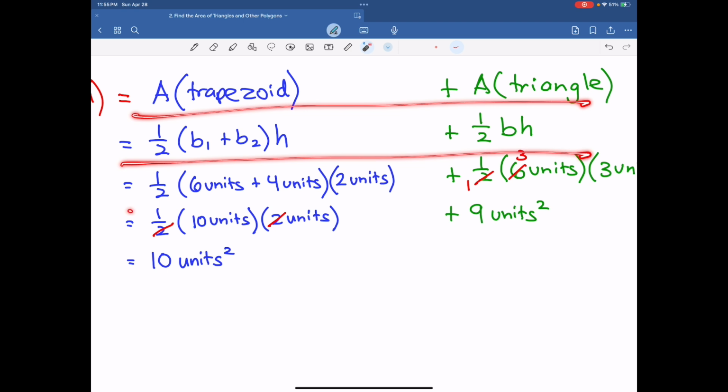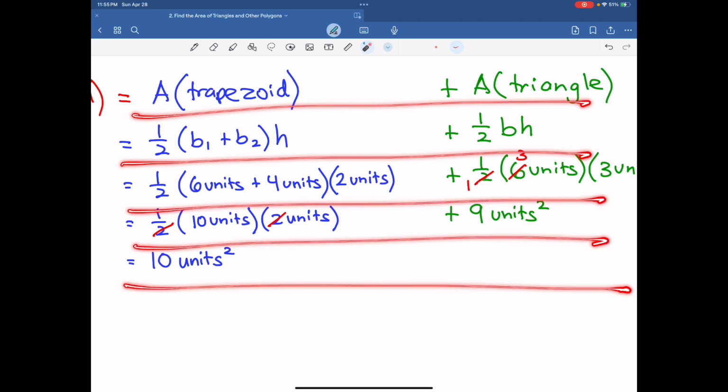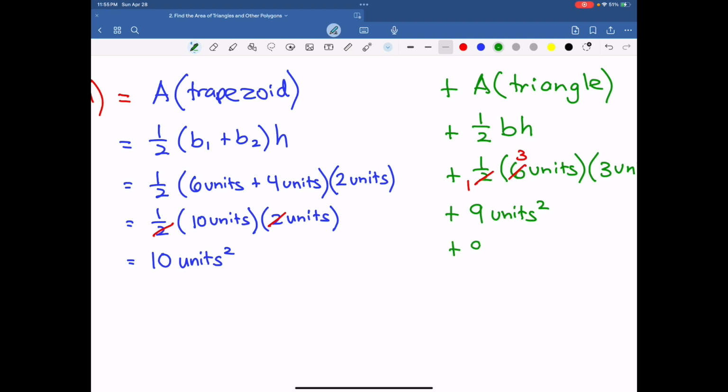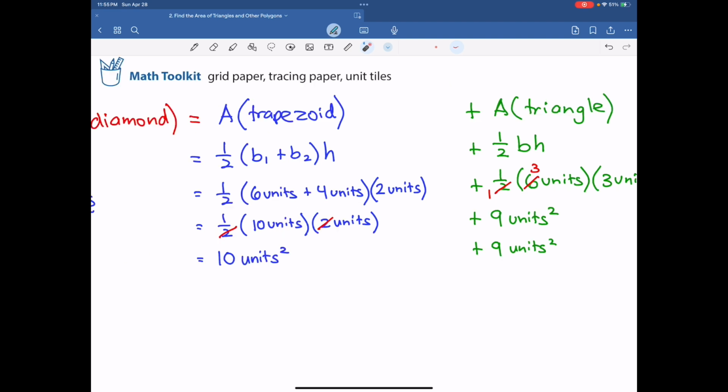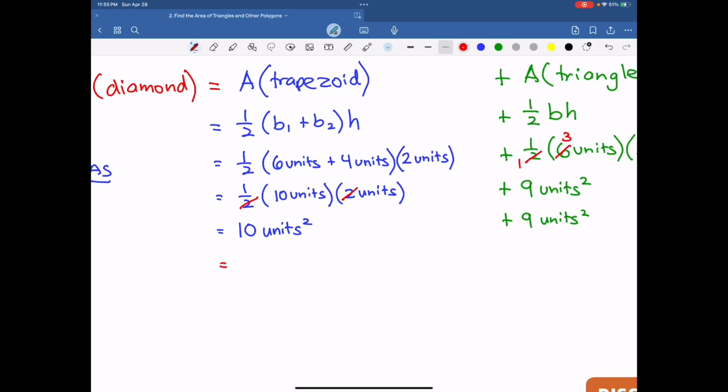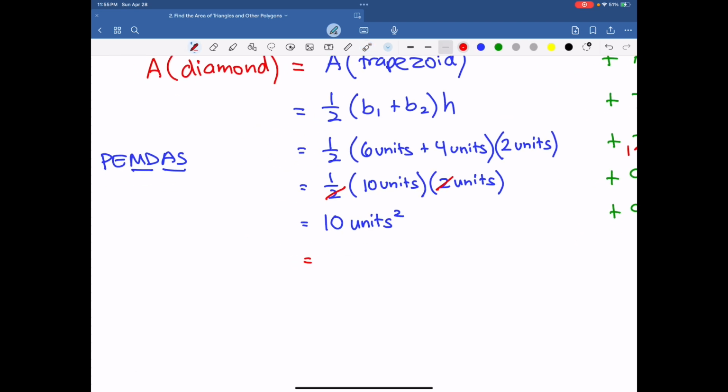And so far I have everything matching up, but I'm just missing one line right over here. So I'm just going to take this and bring it straight down so that everything matches up line by line. So just go ahead and rewrite plus 9 units squared. Put the area of the trapezoid together with the area of the triangle, and you'll have the area of the diamond. So our final answer, 10 square units plus 9 square units gives us 19 square units.